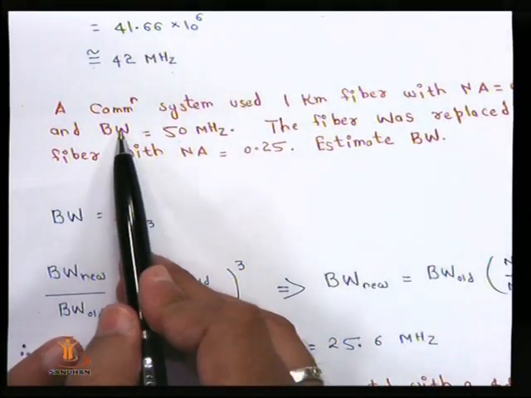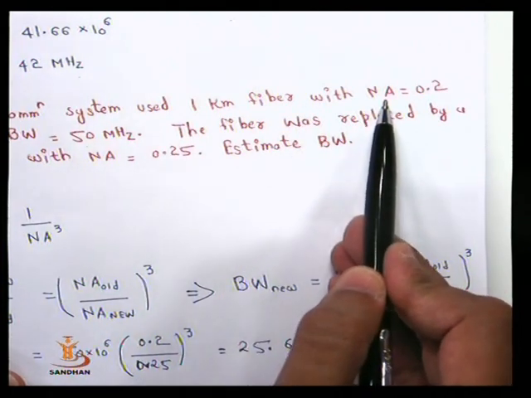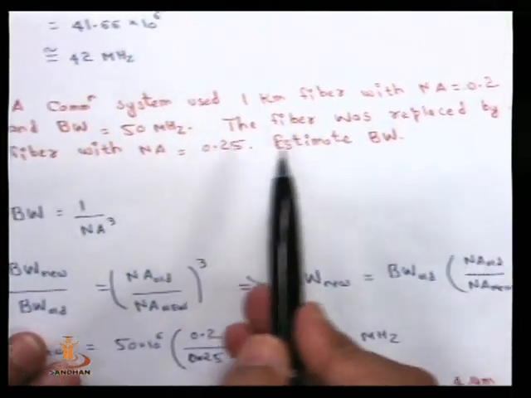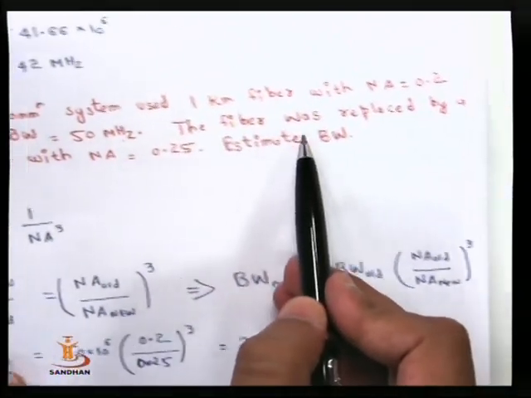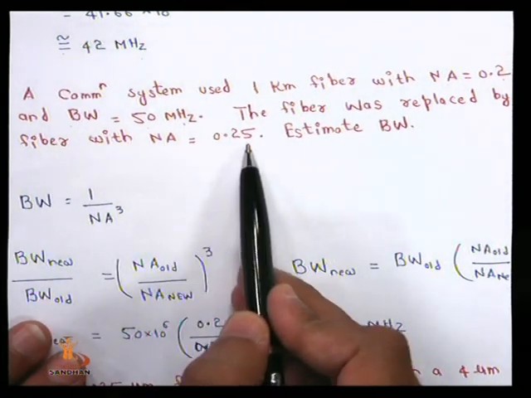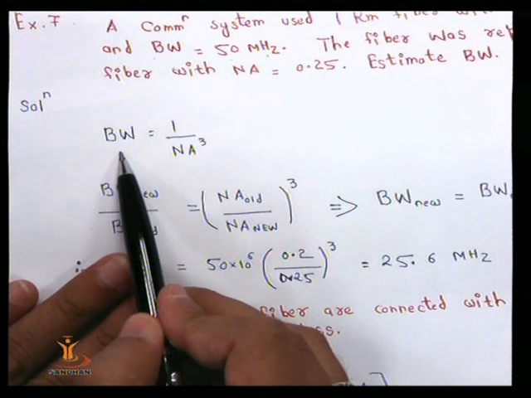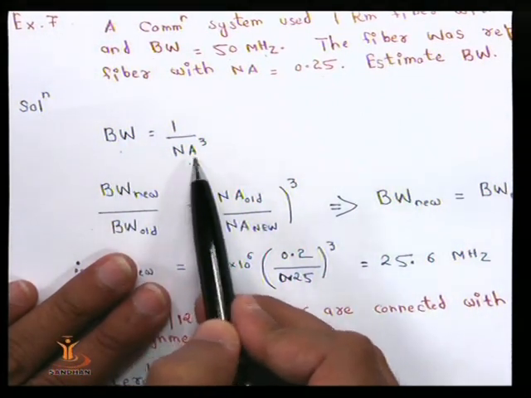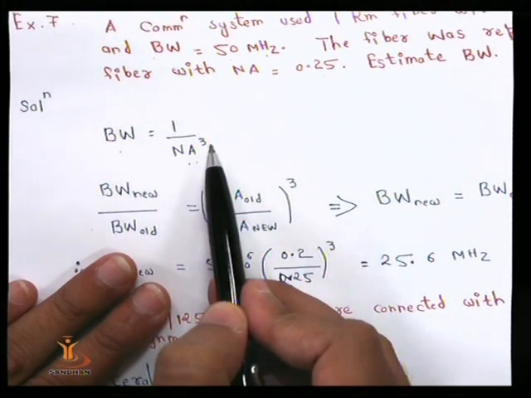A communication system used 1 kilometer fiber with a numerical aperture of 0.2. Bandwidth 50 megahertz. The fiber was replaced by a fiber with a numerical aperture of 0.25. Estimate the bandwidth. Bandwidth and numerical aperture are related like this: bandwidth is proportional to 1 upon numerical aperture raised to 3.